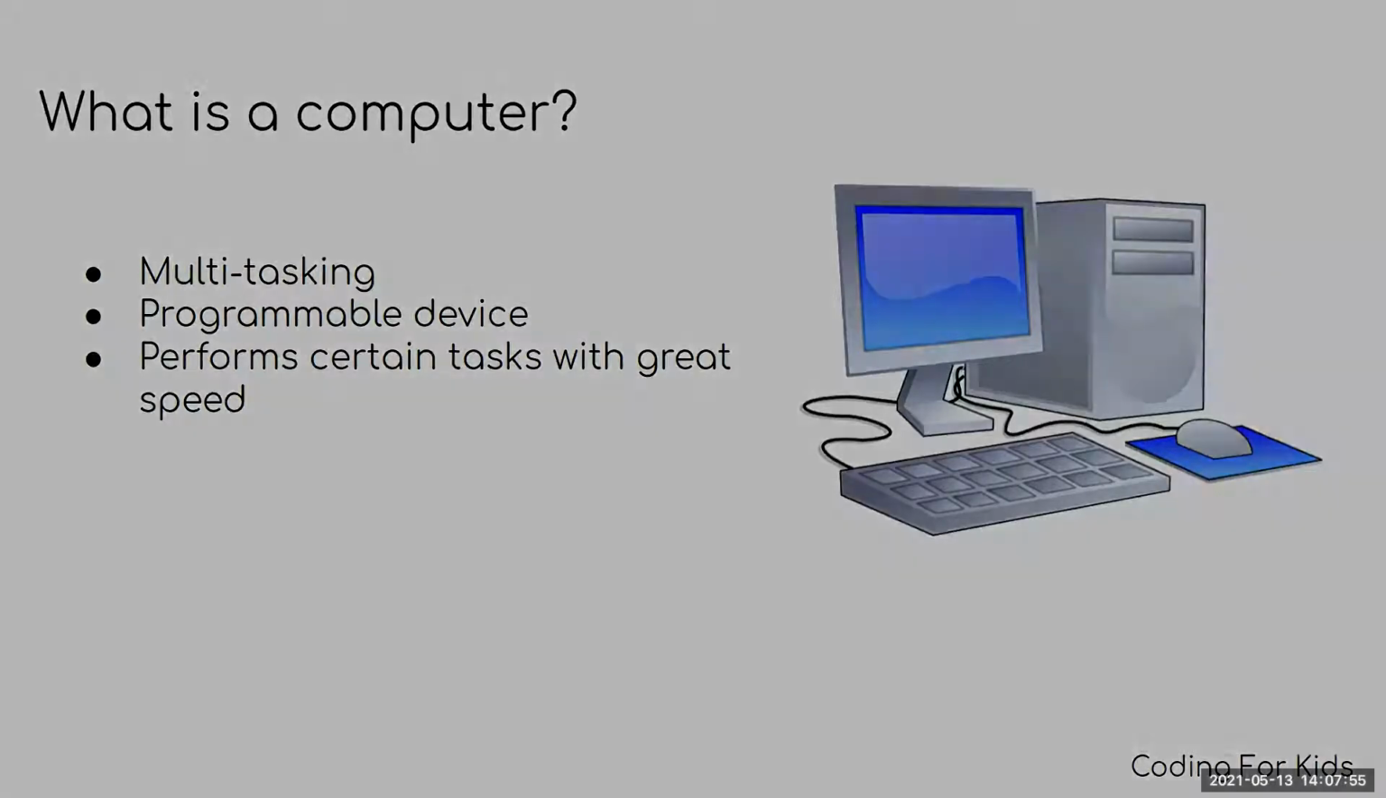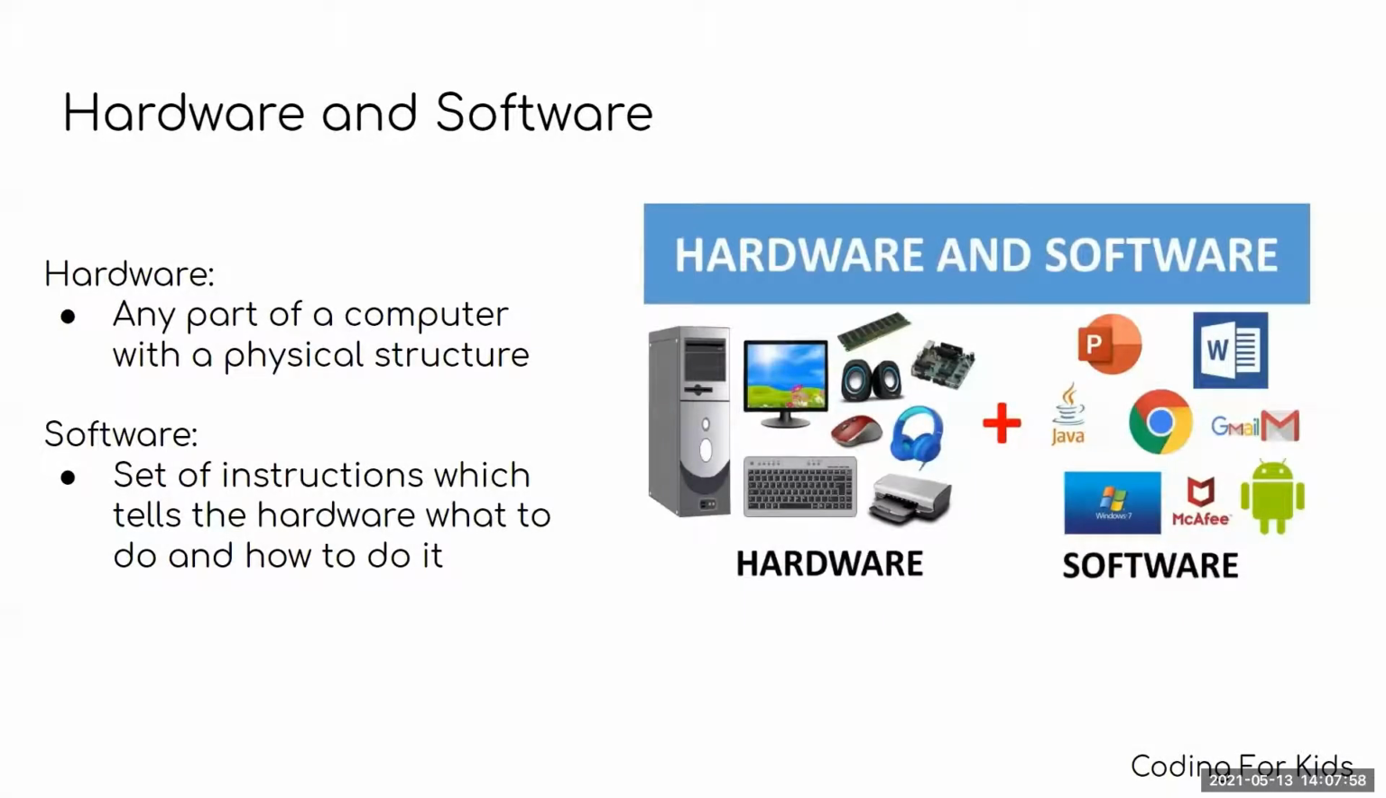Now let's go to hardware and software. Hardware is any part of a computer with a physical structure. So basically anything you can touch. For example, maybe a computer. You can touch the screen. You can touch the keyboard. Maybe the headphones you're using to watch it. Or it could be internal parts like the CPU or memory inside the computer.